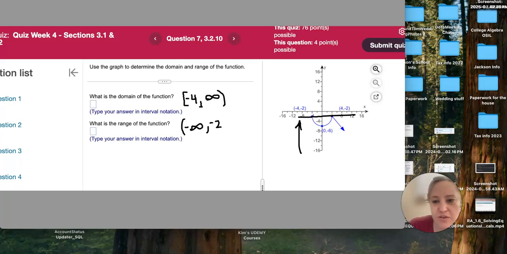But again, we have to evaluate the point at -2. And in both cases, the point is a filled-in circle, so it is included in the range. And so we're going to actually use a bracket to represent that.